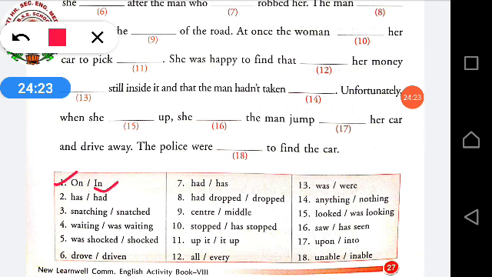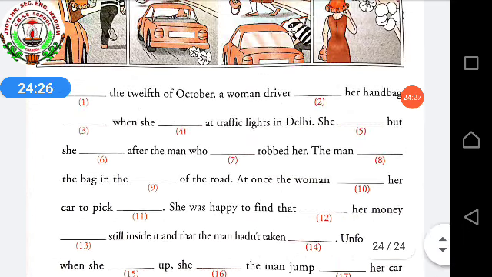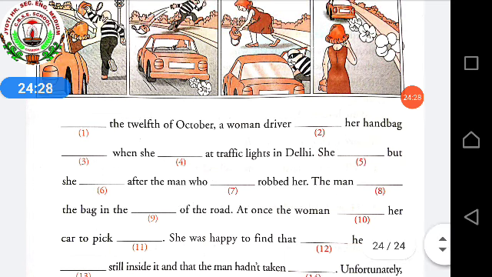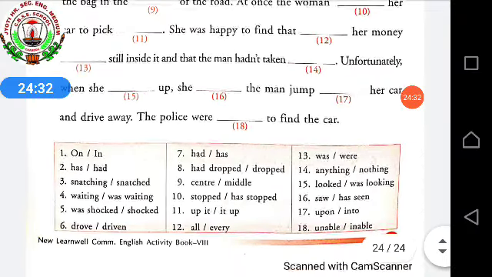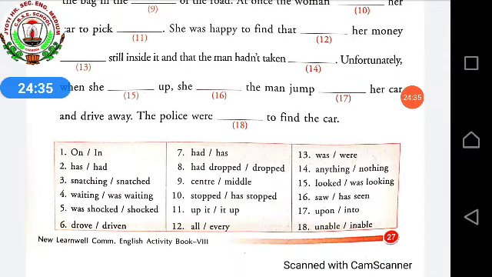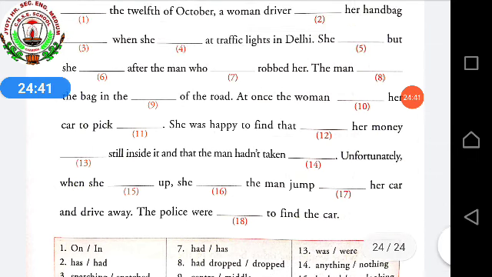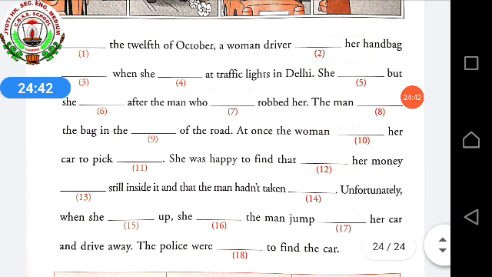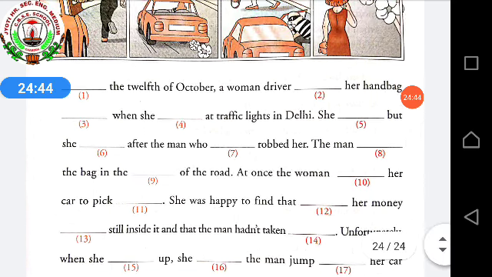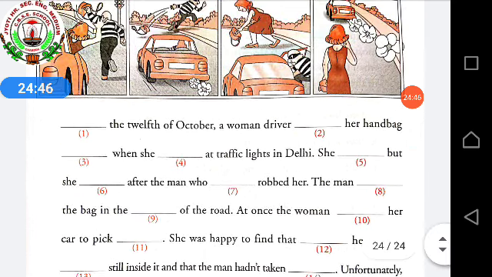In the same way, on the 12th of October, a woman driver dash her handbag. So, has her handbag or had her handbag? On the 12th of October, it's past tense. So over here it will become had her handbag. So, two fill-ups I already told you. Rest all you have to solve by yourself. I am just reading it for you.